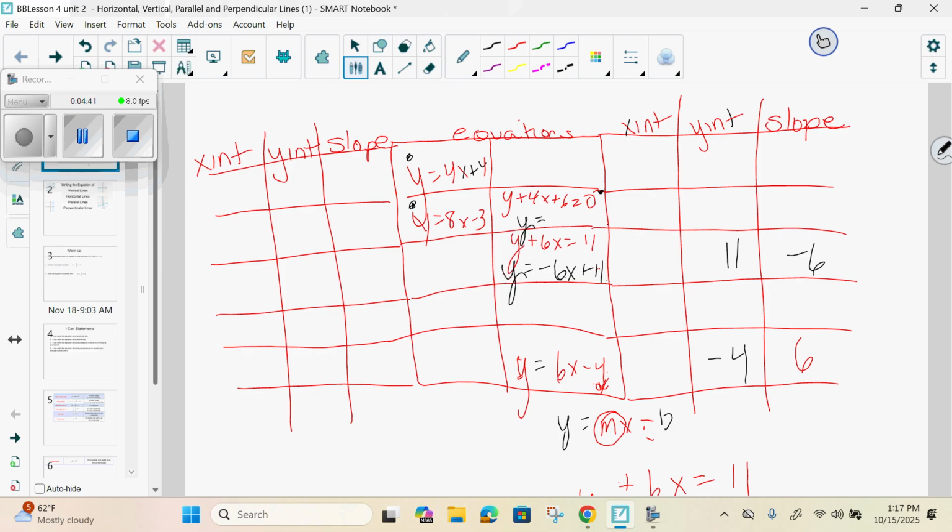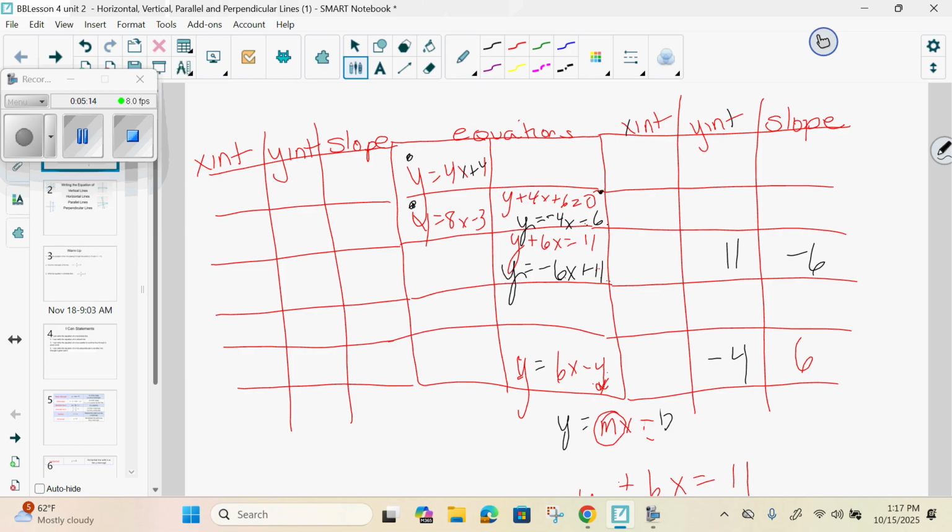Where's that one coming from? Is that this one? The same as this one? Okay. All right, so Emma, how do I rewrite this one? How is this one going to be rewritten? Good. So y equals negative 4x minus 6. Okay? So again, these are slopes and y-intercepts.